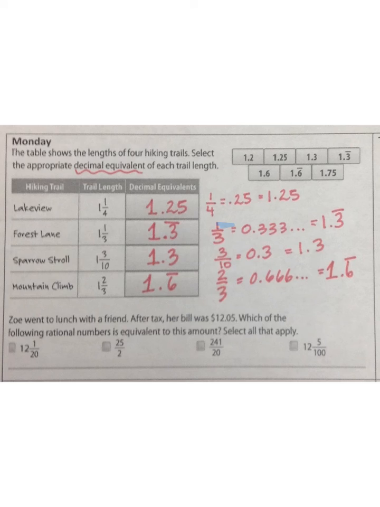Another one that you should memorize is 1/3. It's 0.3 repeating. So it's 1.3 with a bar over the 3. 3/10, the fraction, you could just write as 0.3. And so that would be 1 and 3/10. And then 1 and 2/3. 2/3 is another one you should memorize. It's 0.6 repeating. So the answer is 1.6 with a bar over the 6.